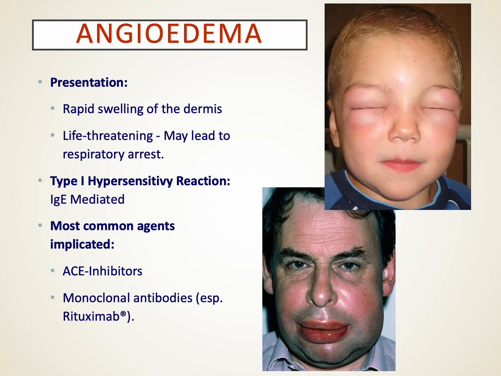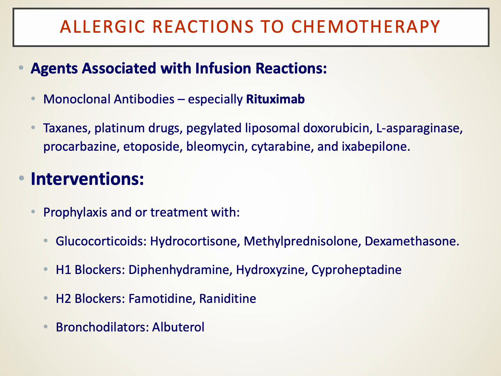So how they may present: a classic type 1 hypersensitivity that we're really concerned about is angioedema. We see this not just with these agents, we see it with ACE inhibitors, but we see it with monoclonal antibodies. And of all of them, rituximab is probably the one I think of as the most concerning here. Other allergic reactions you may see are all of the classic immunologic type 1 hypersensitivity reactions you might expect, and our management strategy is preventing it.